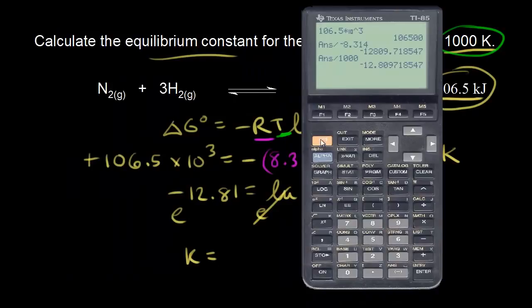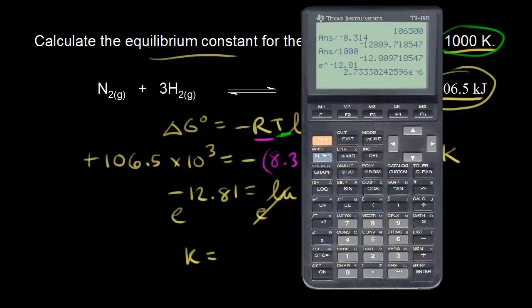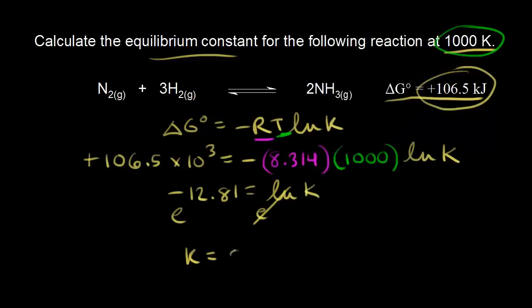So what is that equal to? E to the negative 12.81 is equal to 2.7 times 10 to the negative 6. So K, the equilibrium constant, is equal to 2.7 times 10 to the negative 6.